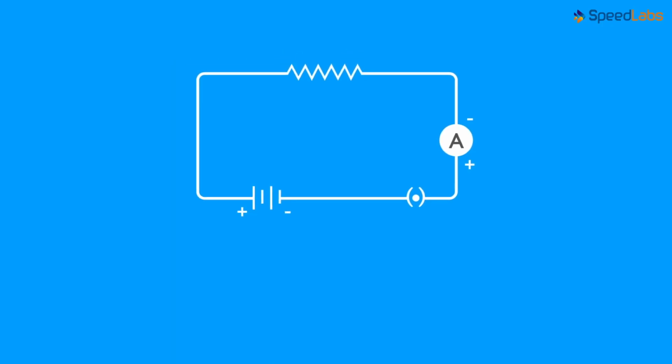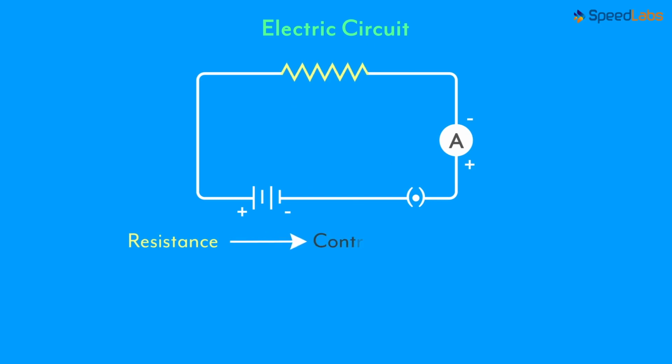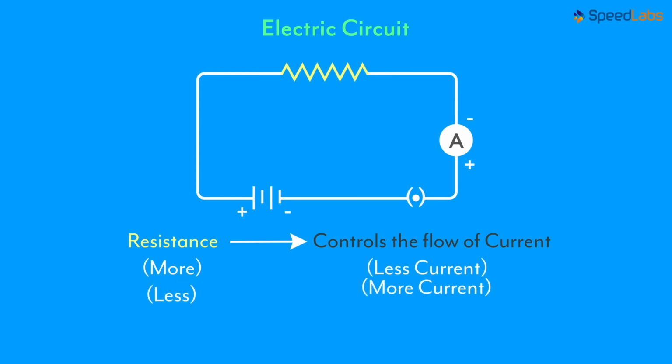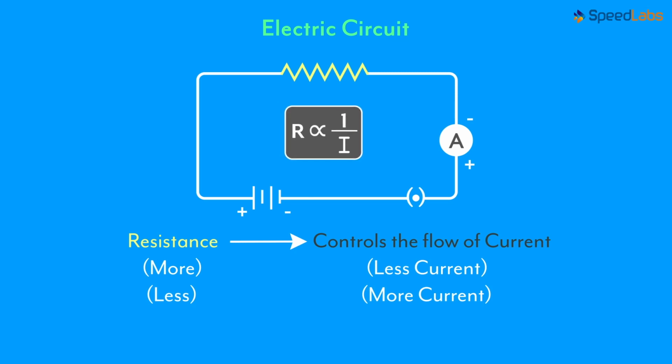Do you remember what resistance is in an electric circuit? It is something that controls the flow of current. If it's more, then the current reading will be lower, and if it's less, then the current reading will be higher. It's inversely proportional to the current. Let's talk a bit more about resistance.